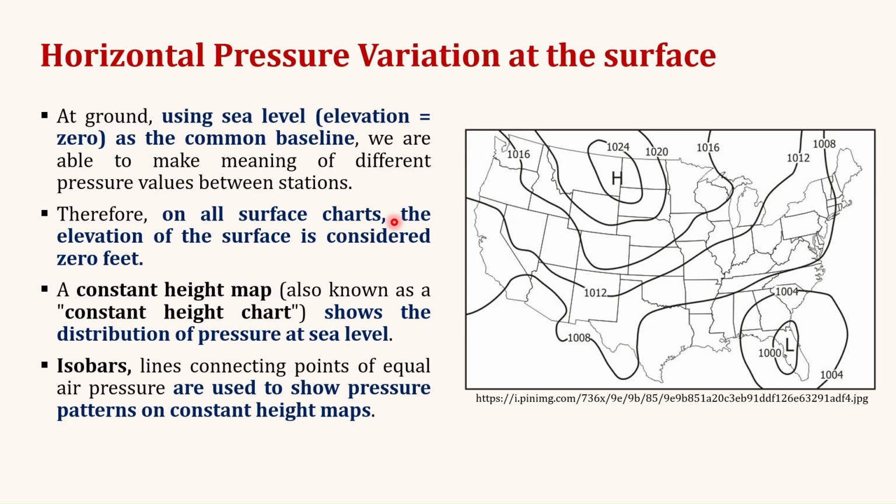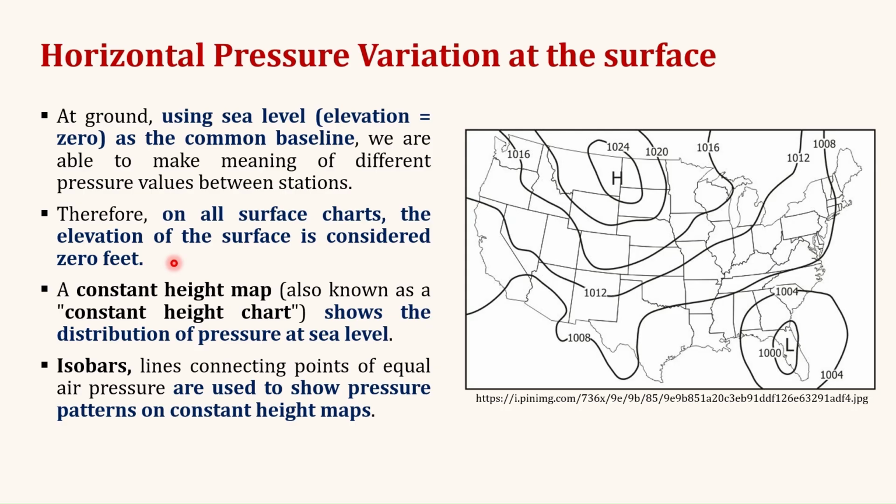As pressure decreases with altitude, the values of atmospheric pressure observed at different stations will vary depending upon their elevation above the sea level. Thus, for preparing the surface charts or to show the horizontal pressure variation at the surface, the observed value of atmospheric pressure is calibrated and corrected using sea level as the common baseline. Thus, on all the surface charts, the elevation of the surface is considered as 0 feet.